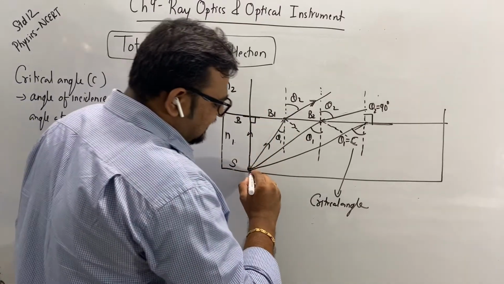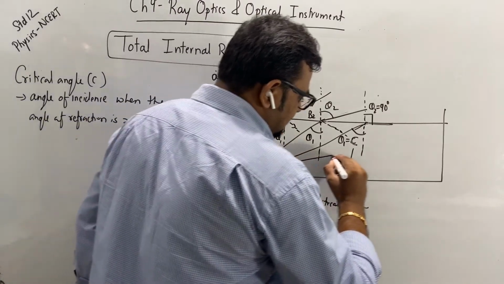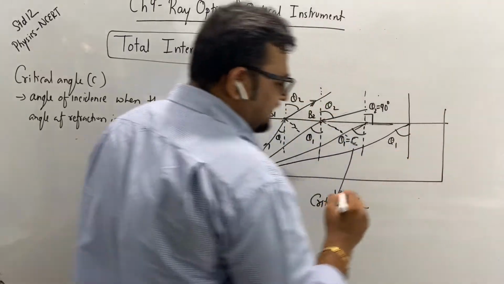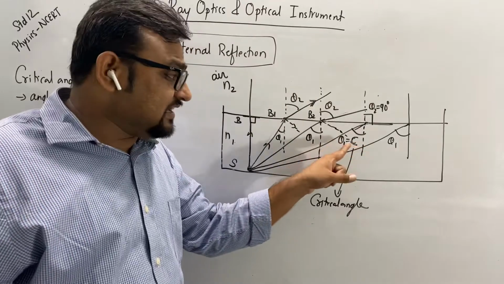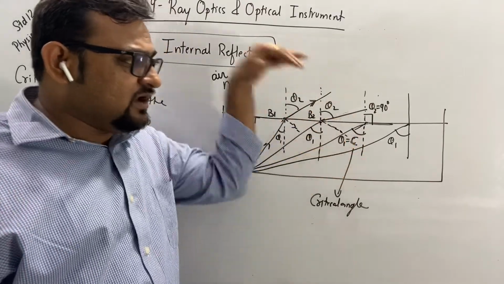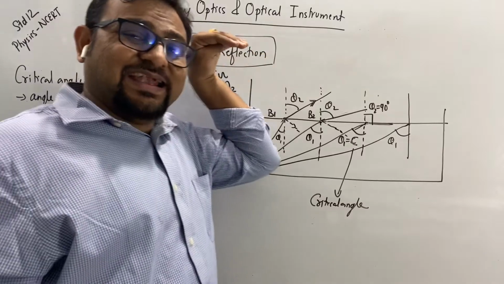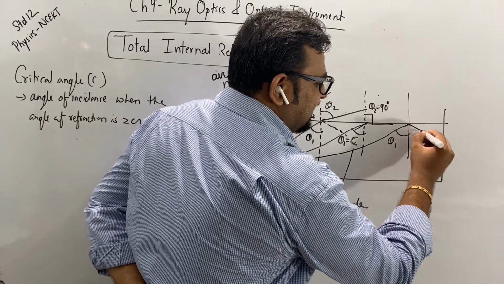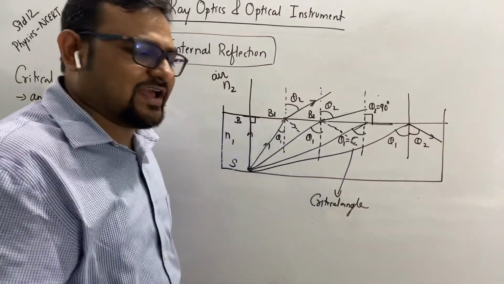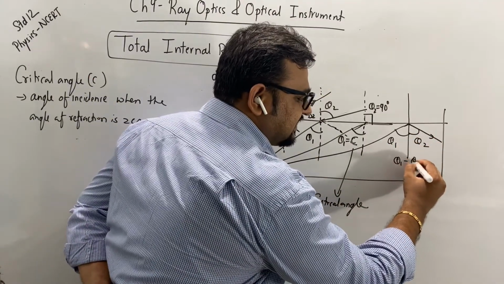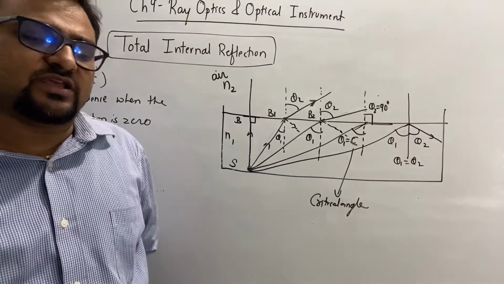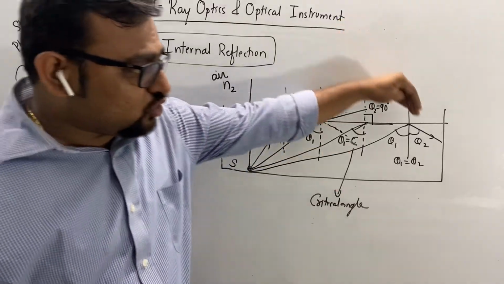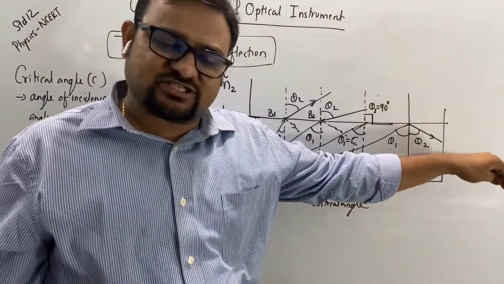Now if I increase it again, then what will happen? This angle of incidence is higher than the critical angle. So now it will be reflected internally. When it reflects internally, it follows the law of reflection. That means in this case theta 1 will be equal to theta 2, right? So this we will say as total internal reflection.